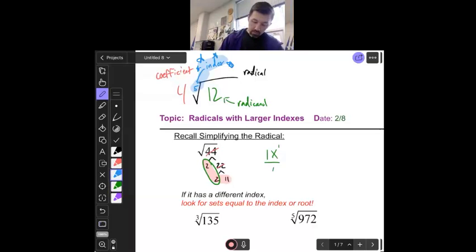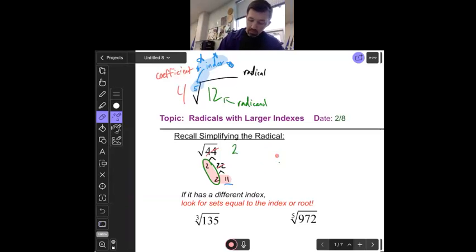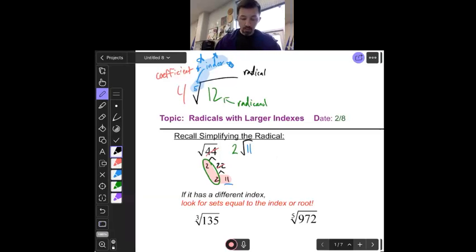So this has 2 2s, so that 2 gets to come outside, all right? Because that's really a 4, and the square root of 4 is 2. But every group gives us 1 on the outside, and then we have that lonely 11 on the inside, and then the square root stays there, right? So the square root of 44 is equal to 2 times the square root of 11. Okay, so just something you guys learned last semester.